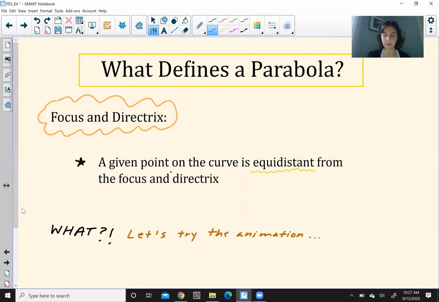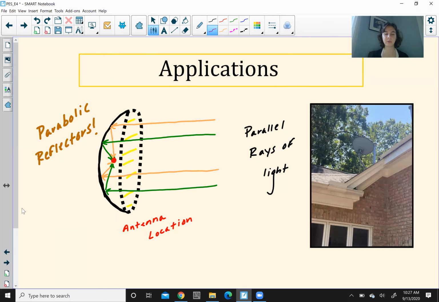Let me go back to the notebook. And let's talk about actual applications. So there are definitely a lot of different ones. I want to talk about parabolic reflectors, which sounds super fancy. It's kind of just a bowl. It's really what it is, except it's not circular. I think bowls are usually circular, but this is more like in a parabolic shape.